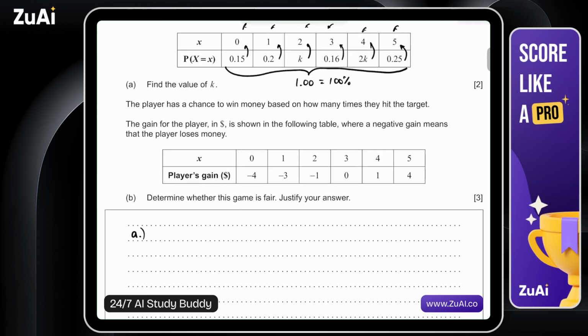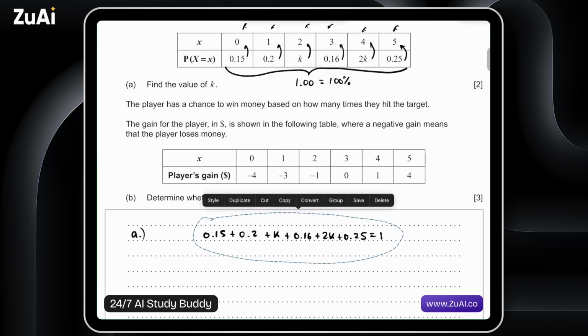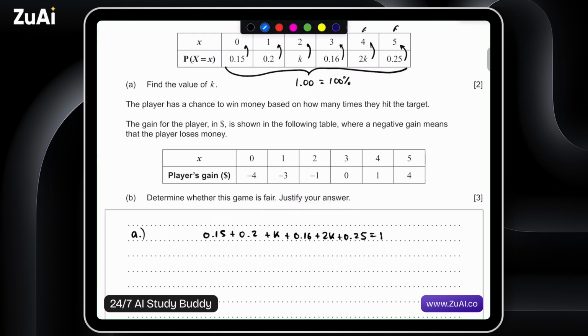So let's go ahead and write that out. We have 0.15 plus 0.2 plus k plus 0.16 plus 2k plus 0.25. We know that this should all equal 1. So after we have the equation, let's go ahead and solve. You actually don't need to write and solve on your paper, just the equation is fine. I do it just to show what we're doing here. Okay, so let's go into the calculator and write this out.